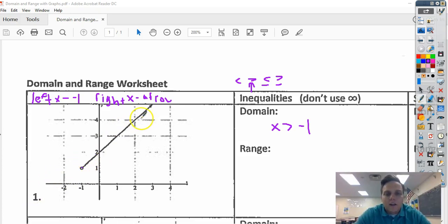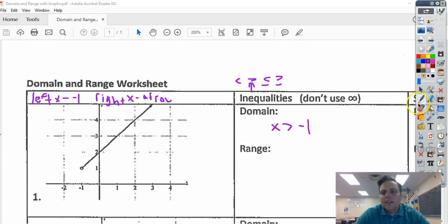I only got greater. Now, the reason we use greater than and not greater than or equal to is, do y'all see how this is an open circle? That means I cannot include that x value. So that's why it's just x is greater than -1 and not x is greater than or equal to -1.